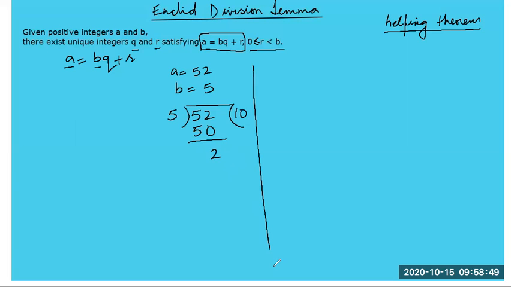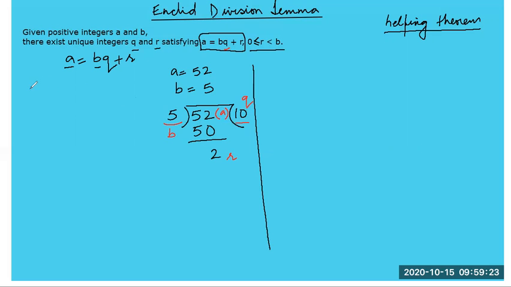Now students, I may give this 2 the name r, which is the remainder. 10 is the quotient, I can call it q. 52 is the dividend, the biggest of all, I will name it a. And the divisor 5 I will name as b. So what does it become?